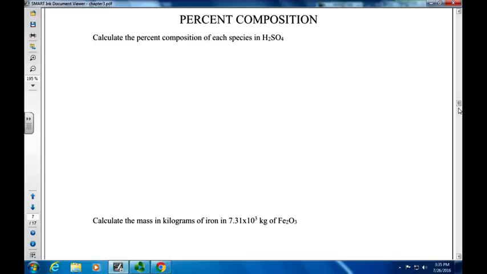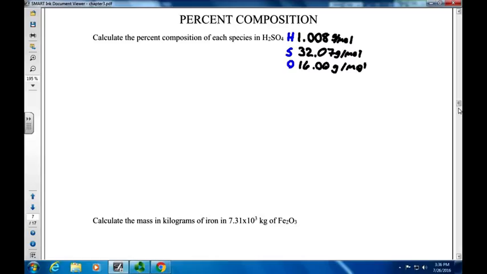So we find that for hydrogen, it's 1.008 grams per mole. Sulfur is 32.07 grams per mole. And oxygen is 16.00 grams per mole. So that's hydrogen, sulfur, and oxygen.